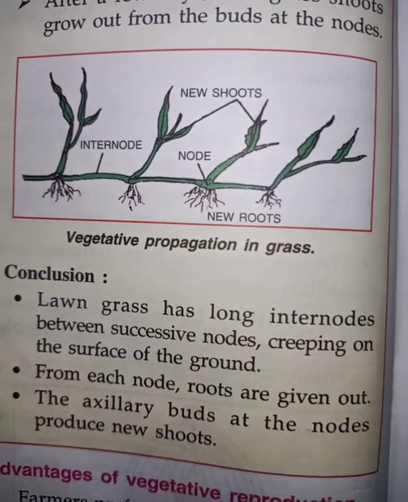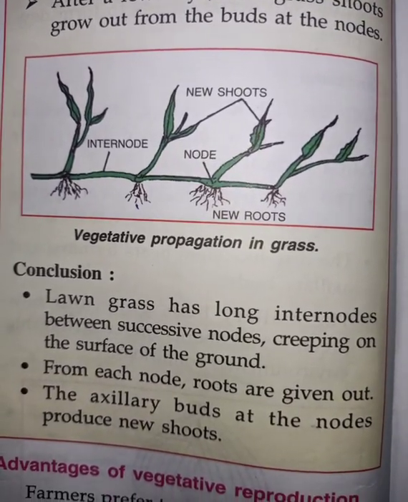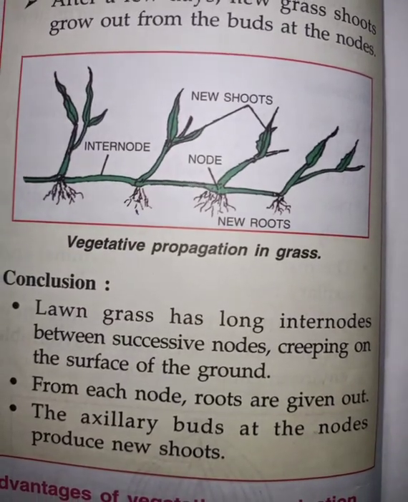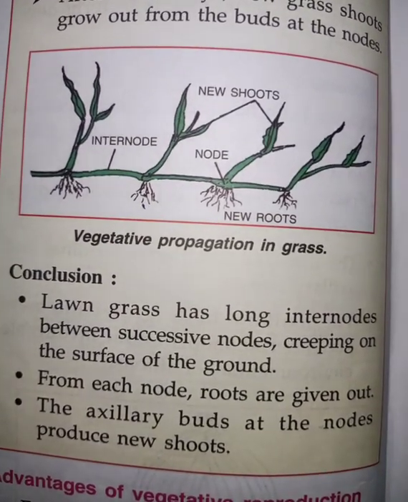So children, this is all about vegetative reproduction. Now the next topic we are going to take is artificial vegetative propagation.